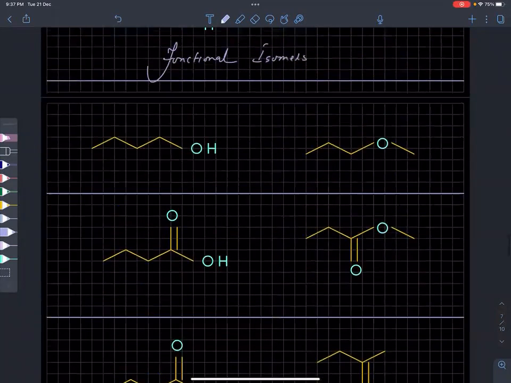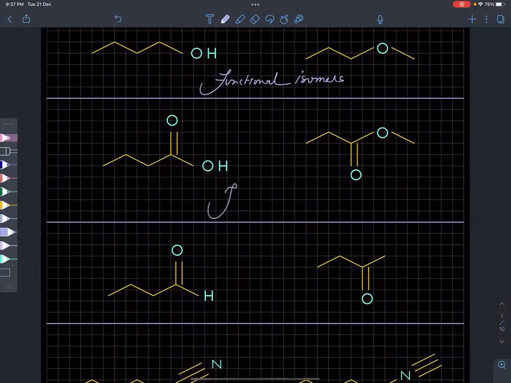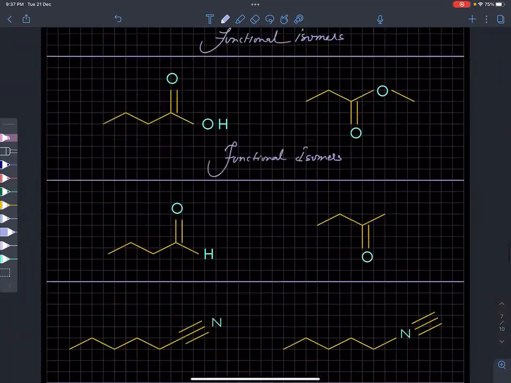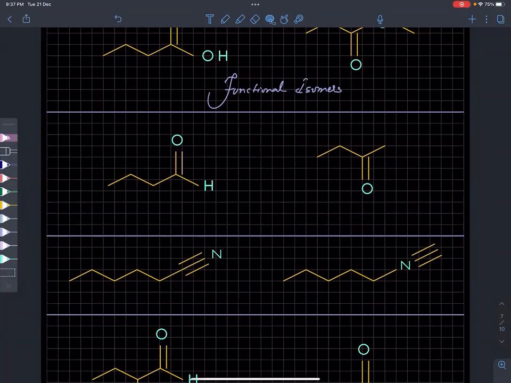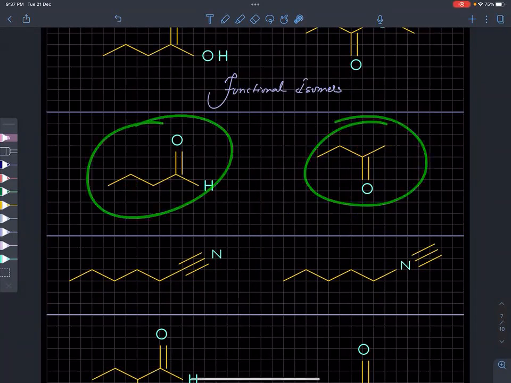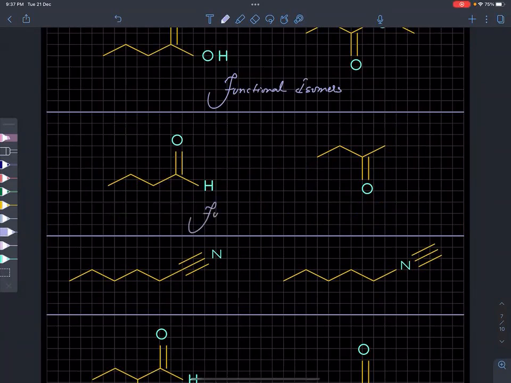Functional isomers. These are also functional, sir. Alcohols and ethers. These are esters and acids. Functional. What about these two? What are these? These are not isomers. Check. Yes, sir, these are not isomers. These are isomers, sir. See, 1 carbon, 2 carbon, 3 carbon, 4 carbon. Yeah, isomers. Functional isomers. This is a ketone and this is an aldehyde. Functional isomers.